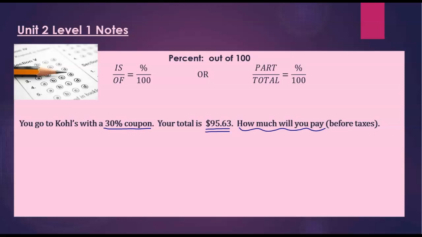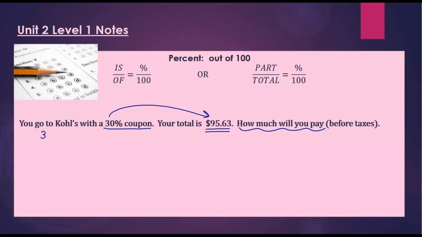Let's apply percents to the real world. You go to Kohl's with a 30% off coupon. Your total is $95.63. How much are you going to pay before taxes? So I want to find out how much I'm going to pay with that 30% off coupon. All right, so there are two ways of doing this. The first way is finding what is 30% of that $95. But then since it's a coupon, I'm going to have to subtract after. So that is going to be our process.